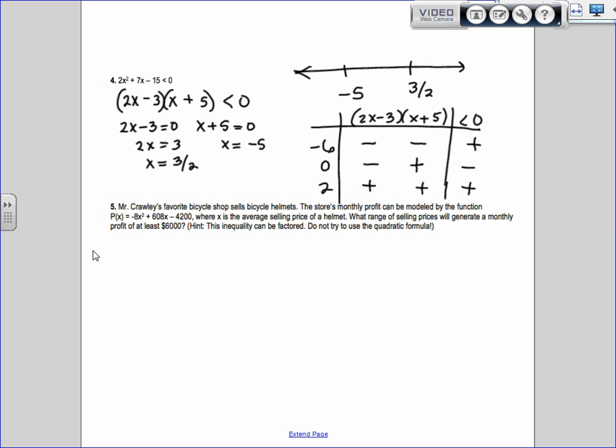So we want where it's less than 0, we want negatives out. So we shade in between. So open circle, so your answer is parentheses -5 to 3 over 2, parentheses.